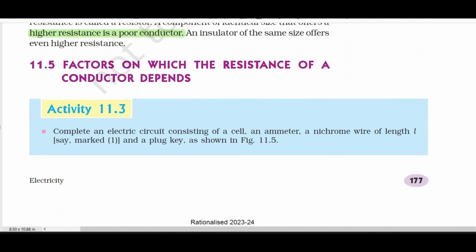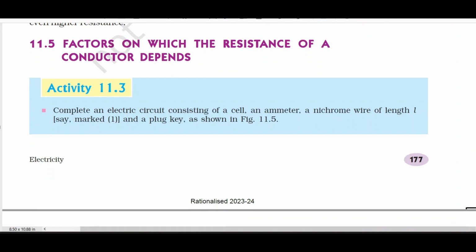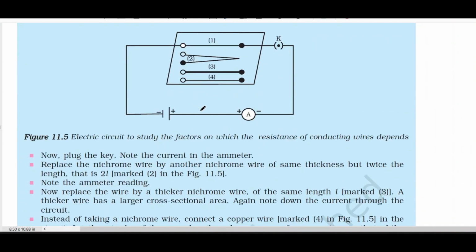So what are the factors on which resistance of a conductor depends? Resistance किस किस फैक्टर पे डिपेंड करता है? हमें कैसे पता लगेगा कि resistance would be higher if we do this, it would be lower if we do this? So let's find it out by an activity. Complete an electric circuit consisting of a cell, an ammeter, a nichrome wire of length L, let's say it's marked with 1, a plug key as shown in figure 11.5. तो हम क्या करते हैं, हम एक इलेक्ट्रिक सर्किट बनाते हैं. इसमें एक सेल है, एक अमीटर है, एक की है और एक निक्रोम वायर है which is actually marked by 1.